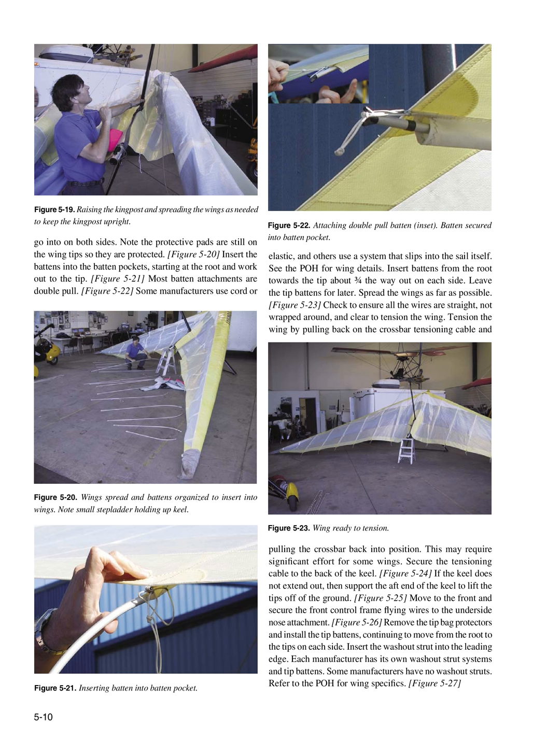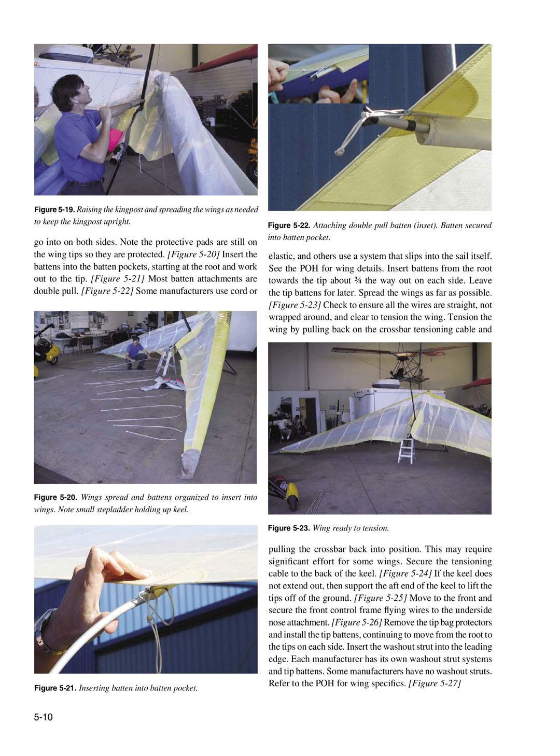Note the protective pads are still on the wing tips so they are protected. Figure 5.20, insert the battens into the batten pockets, starting at the root and working out to the tip. Figure 5.21, most batten attachments are double pull. Figure 5.22, some manufacturers use cord or elastic, and others use a system that slips into the sail itself. See the POH for wing details. Insert battens from the root towards the tip about 3/4 of the way out on each side. Leave the tip battens for later. Spread the wings as far as possible.